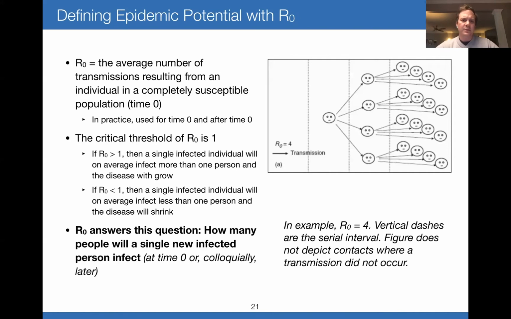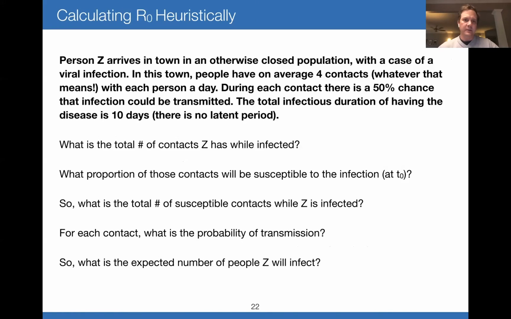The critical threshold for R0 is 1. So if R0 is above 1, then we're going to have an outbreak because we're going to have a cascading or exponential growth of new cases. And if R0 is less than 1, a single individual is going to transmit on average to less than 1 person, then the disease will shrink. So R0 answers this question: how many people will a single new infected person infect during the course of their infection, either at time 0 or potentially later?